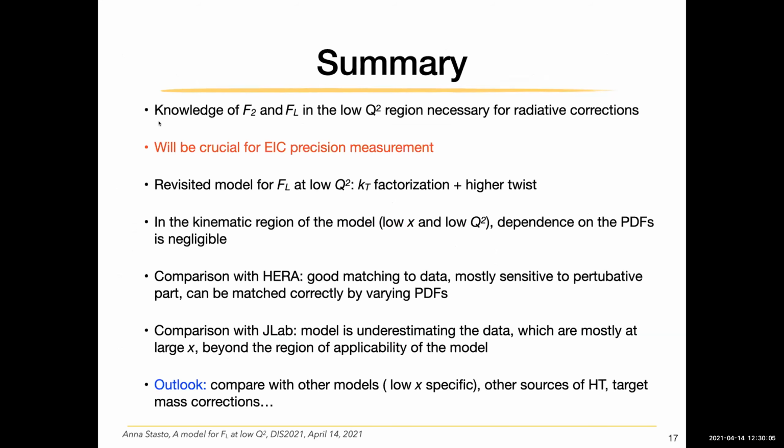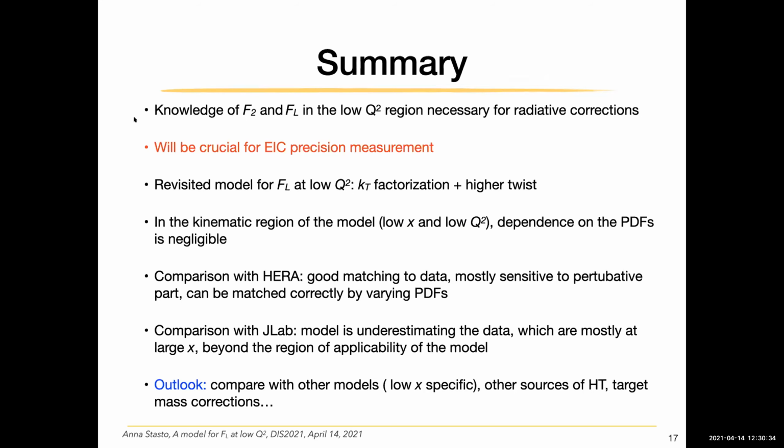The F2 and FL in the low Q-square region are necessary. The knowledge about them is not only interesting from the theoretical point of view, but necessary for radiative corrections. And this is going to be crucial for EIC precision measurement. What we are doing is essentially revisiting the old model that we had for low Q square based on KT factorization and higher twist.